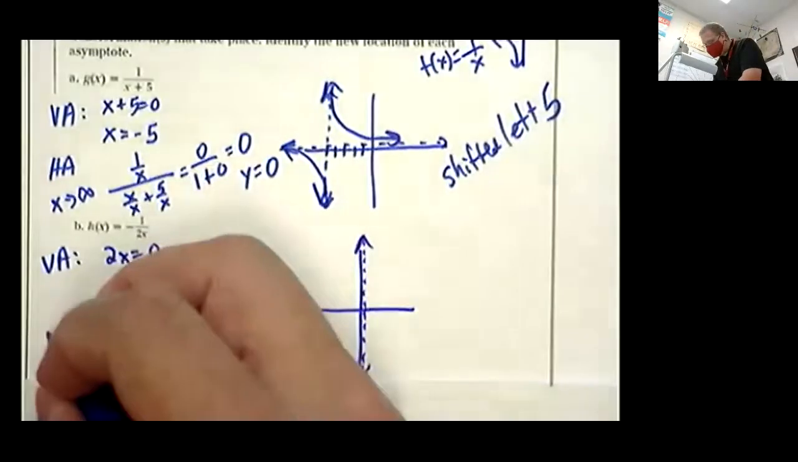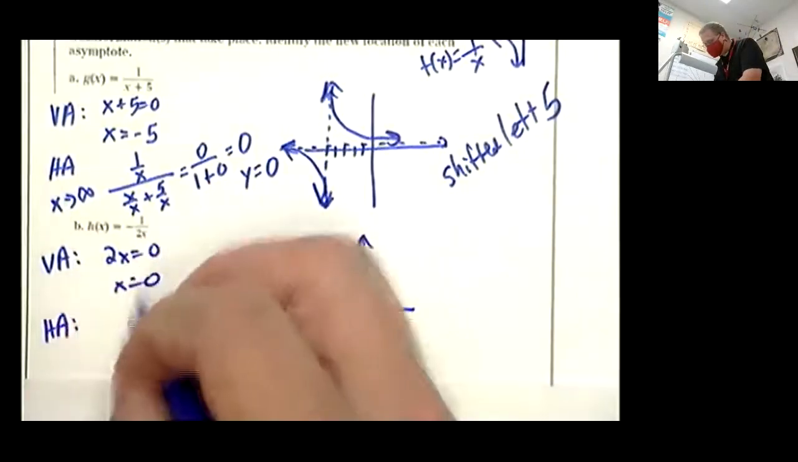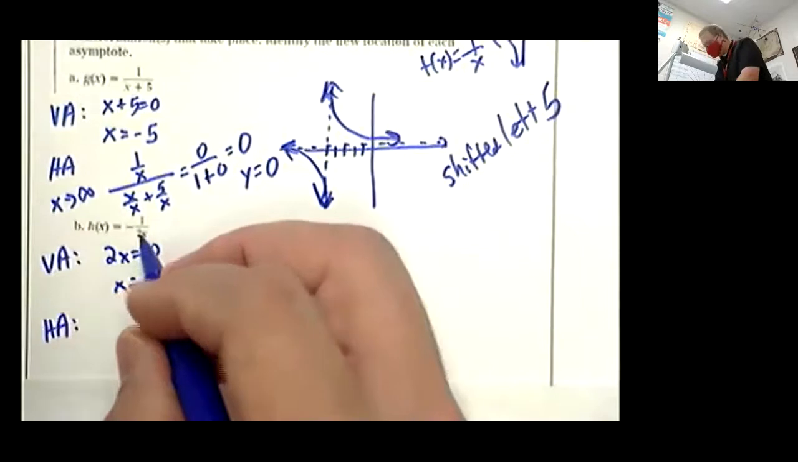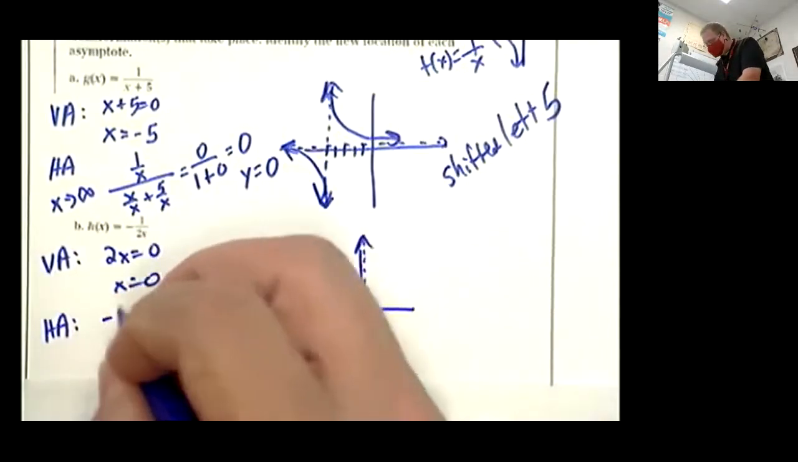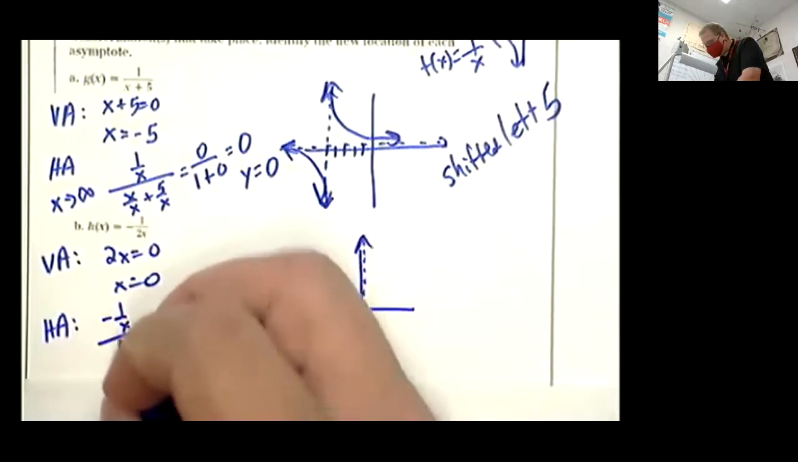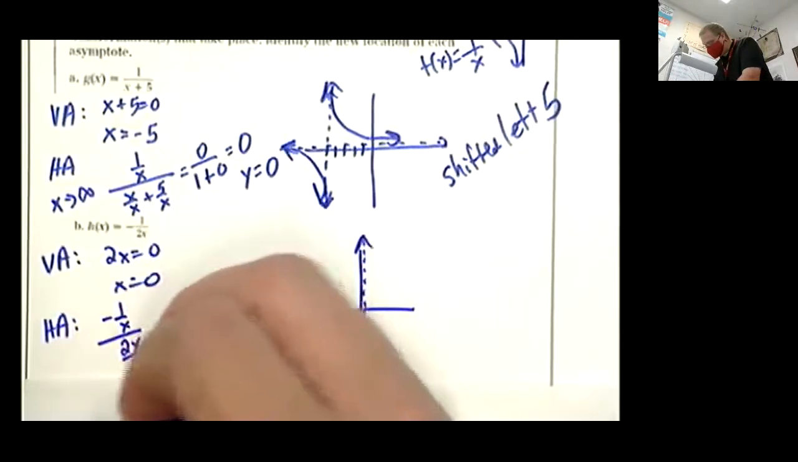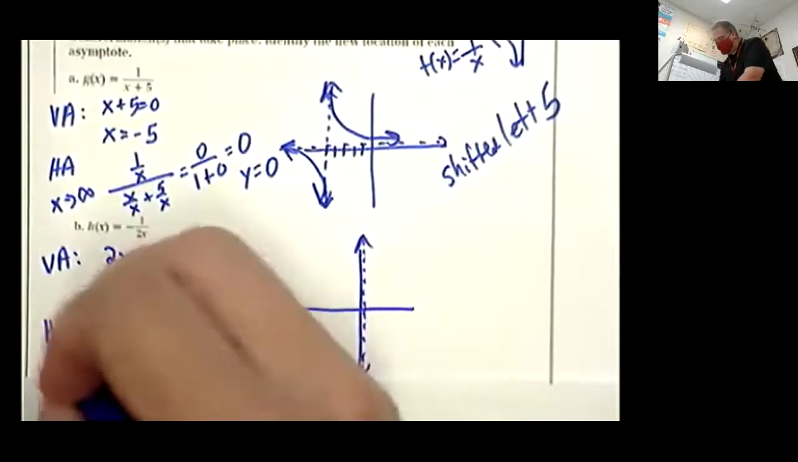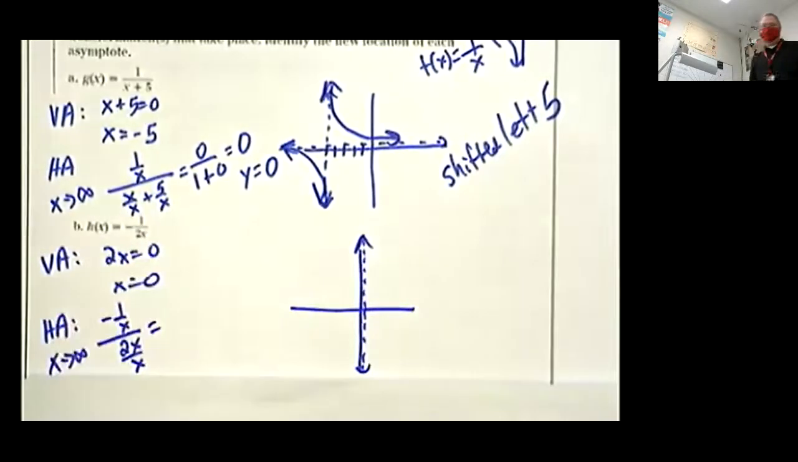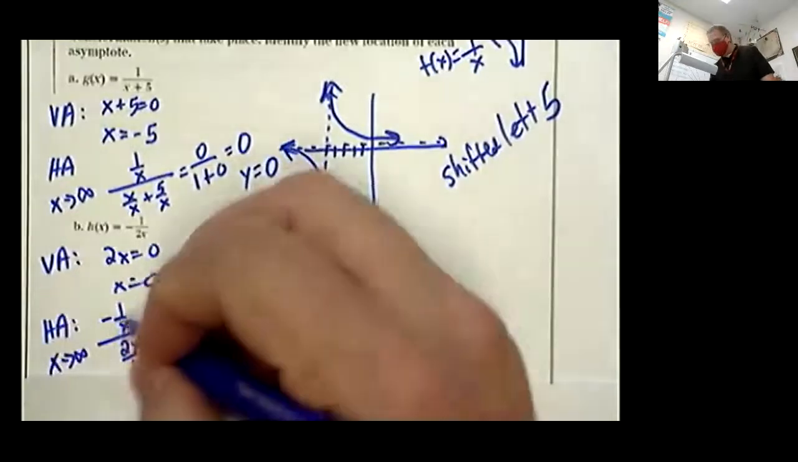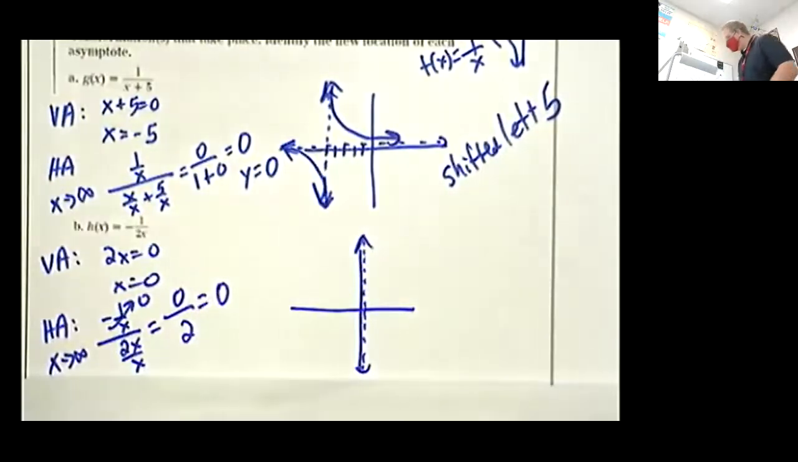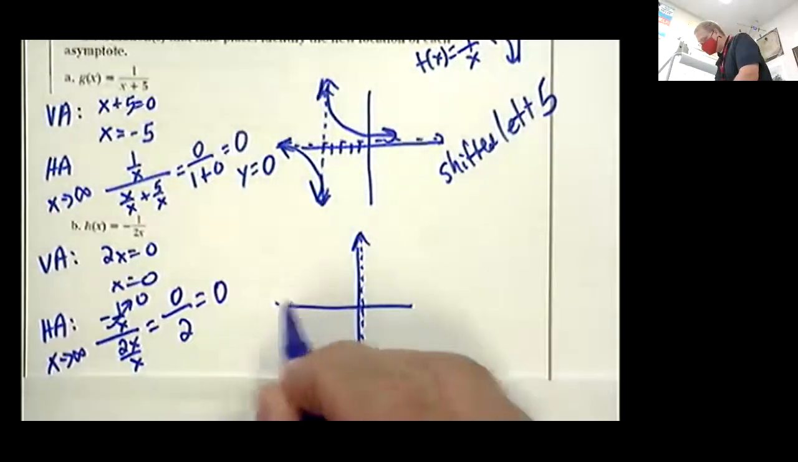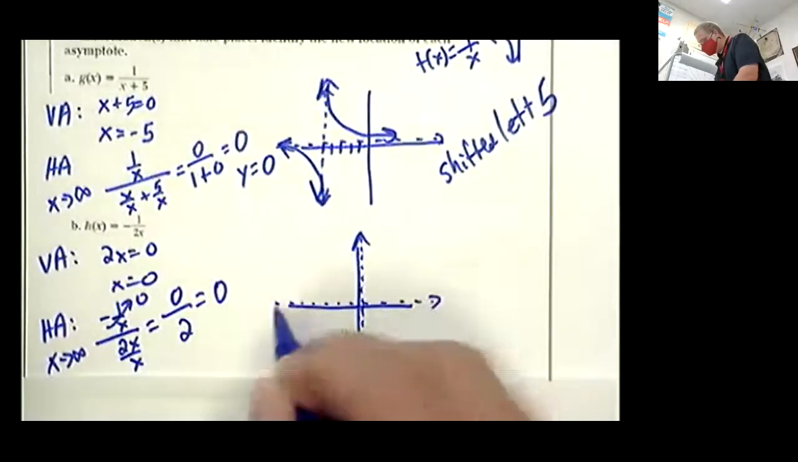For our horizontal asymptote, we're going to divide each term by x. Again, not the coefficient, just the powered variable. So that's negative 1 over x divided by 2x over x. And as we let x go to infinity, what's negative 1 over infinity? Well, that goes to 0. x over x is 2. 0 over 2 is 0. So our horizontal asymptote is still the x-axis.